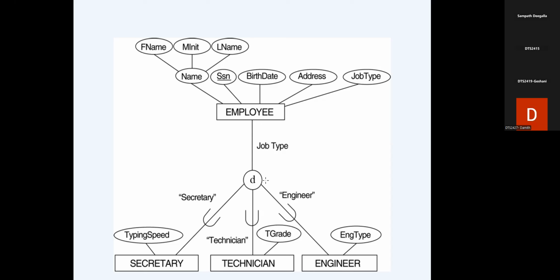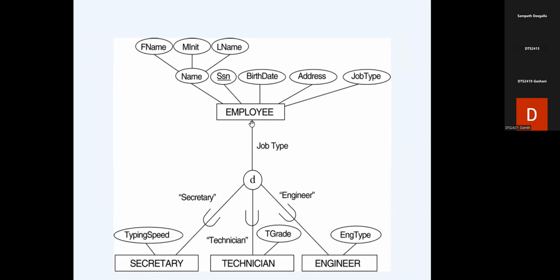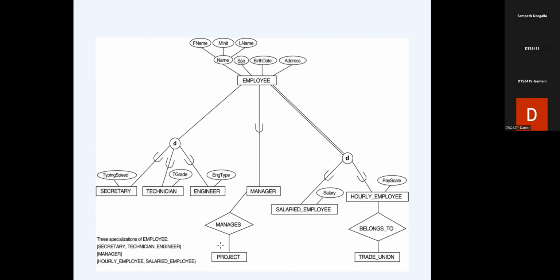Right. Let me get another more complex one. Now I told you that this superclass subclass relation is based on something. So in this particular case, the superclass subclass relationship is based on the job type. But of course, you can have other classifications as well. For example, if you want to create a superclass subclass relation based on how they are paid, right?